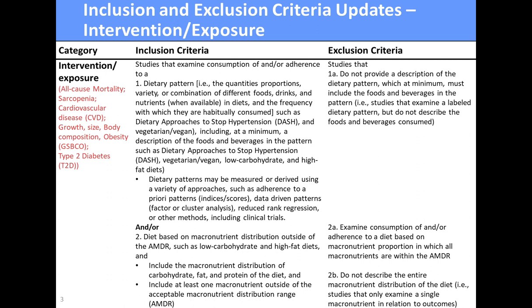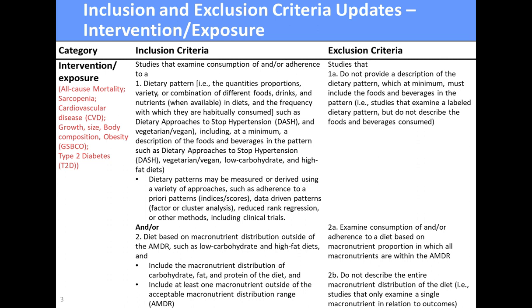The updated exclusion criteria proposes studies not providing a description of the macronutrient proportion examined or do not examine macronutrient proportions outside of the AMDR would be excluded, pending all other criteria. Additionally, studies not providing a description of the macronutrient breakdown or all of the macronutrients will be excluded, or were excluded. We're in both ends now.